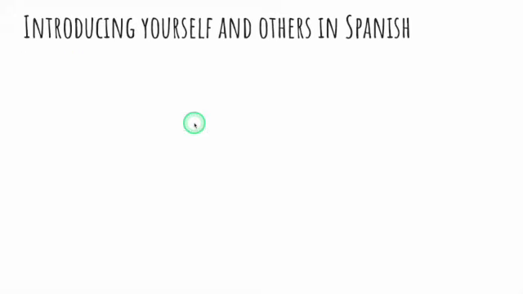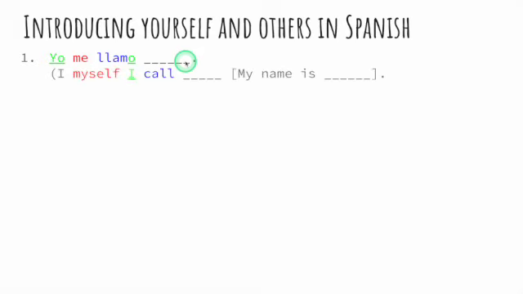All right, so that's an easy way to introduce yourself. To say, yo soy so-and-so, el es so-and-so, ella es so-and-so. Now, another way to introduce yourself and to introduce someone that's with you is by saying, like, my name is so-and-so, and then saying his name is so-and-so, and her name is so-and-so. So the way you do that in Spanish, you're going to say, yo me llamo, and then your name.